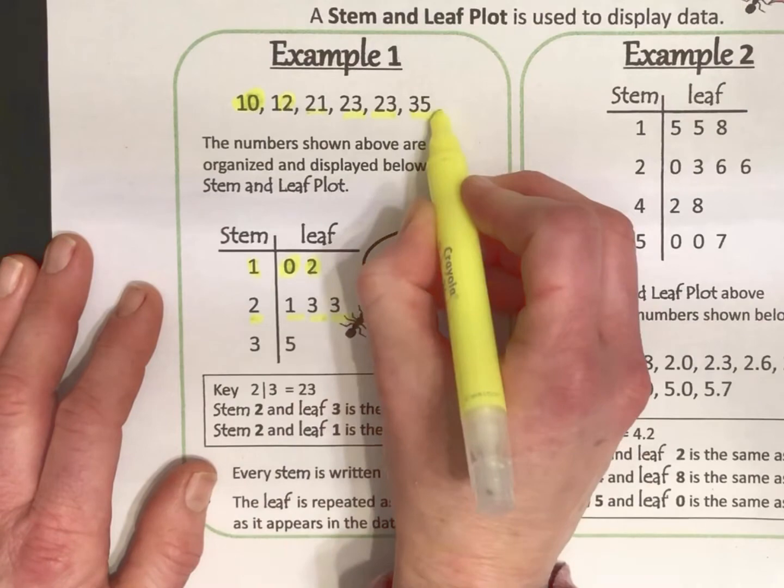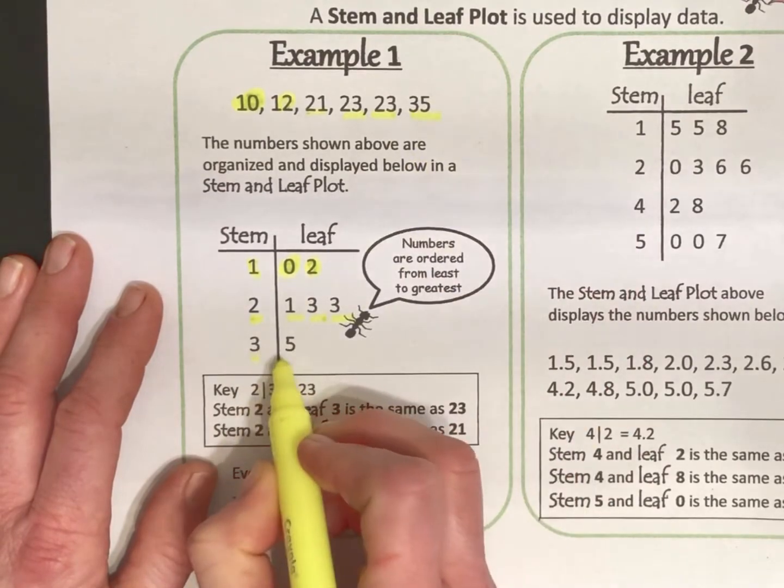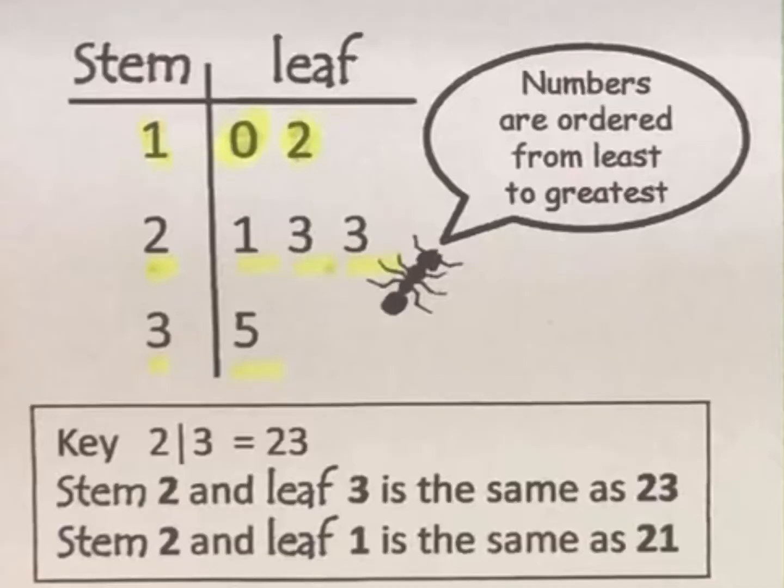Now let's look at 35. It gets a row of its own with a stem of 3 and a leaf of 5. Let's take a moment and look at this. Notice the numbers are written from the smallest to the biggest. Now look at the first row with the stem of 1, you've got 10 and 12. The second row with the stem of 2, you've got 21, 23, and another 23. And the last row with the stem of 3, you've got the number 35.